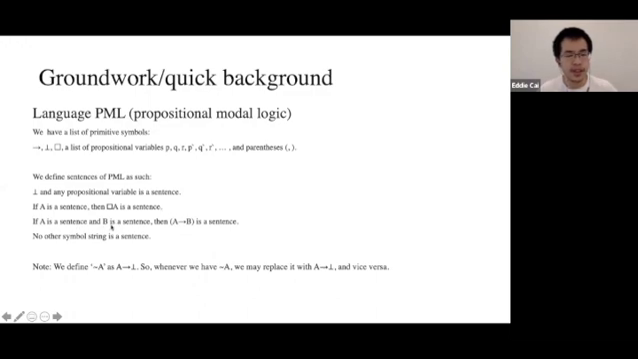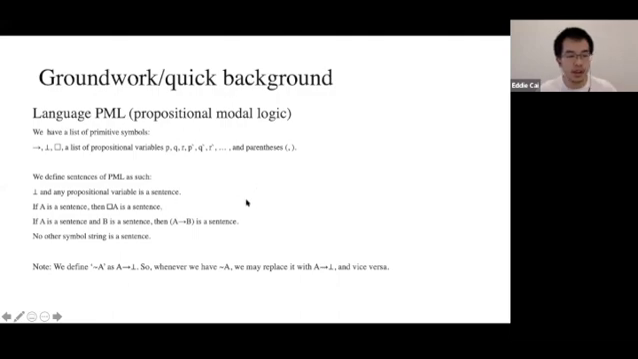If A is a sentence and B is a sentence, then A arrow B is a sentence, and no other strings of symbols are sentences. Okay, so A and B here are, of course, just variables over sentences. So let me see if I can draw something.